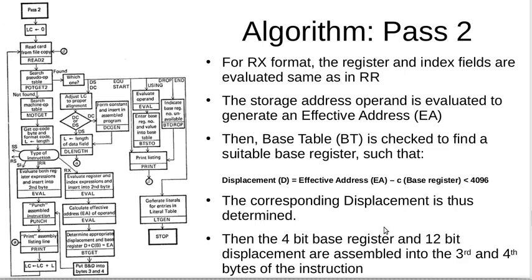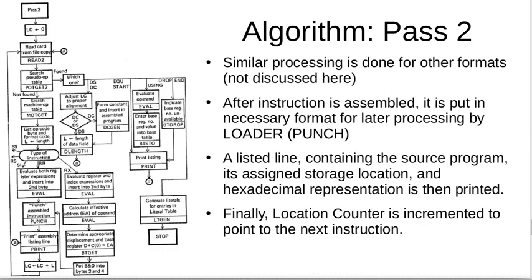So this is the step taken in pass 2 for the RX format. Then the 4-bit base register and 12-bit displacement are assembled into the 3rd and 4th bytes of the instruction. So it is written: put B and D into bytes 3 and 4. Then we again move on to punching and printing, and then we increment the location counter with the length of the instruction for RX format, right? This is the case for RX format instruction. Similar processing is done for all the other instruction formats, which we are not going to discuss here, right?